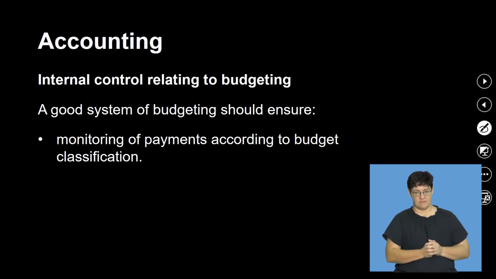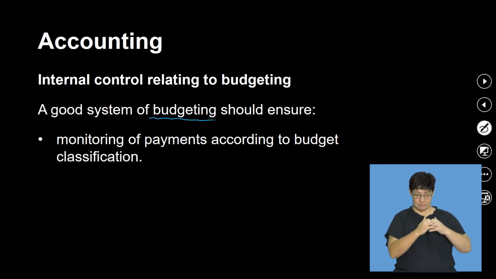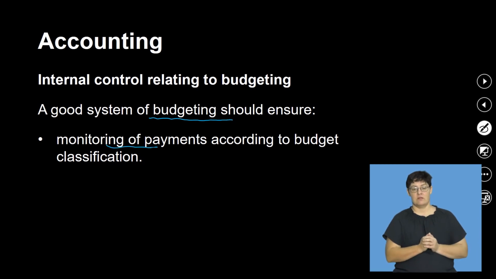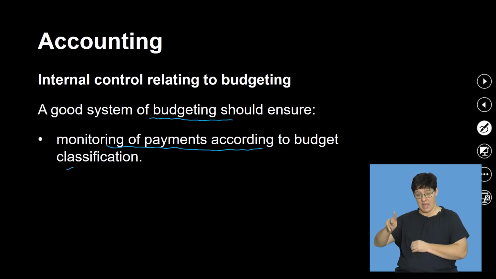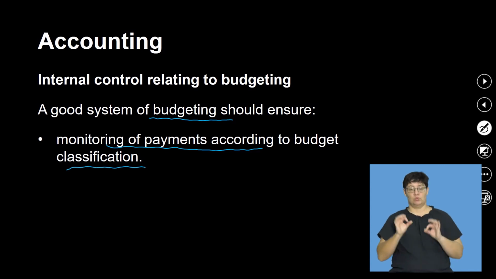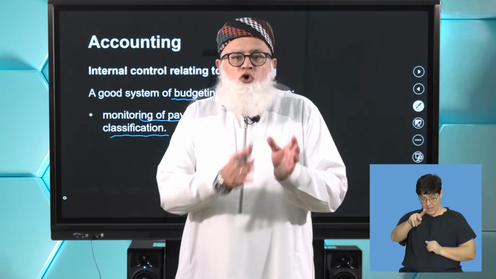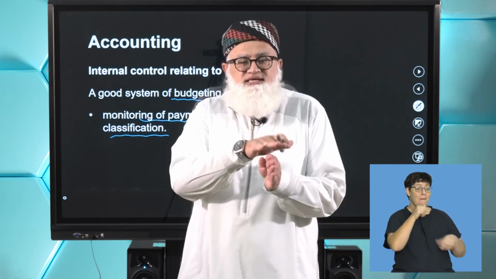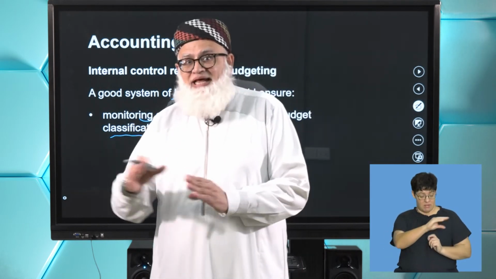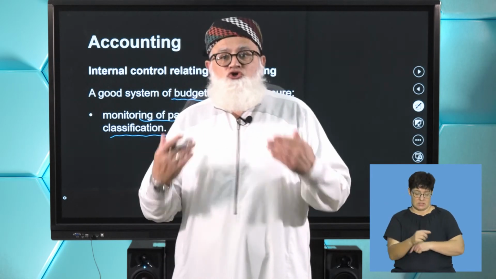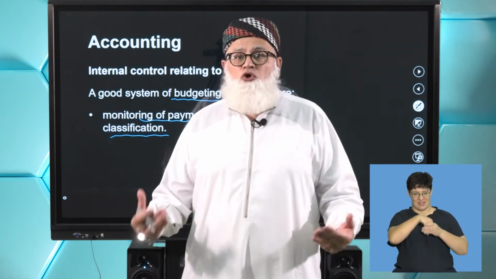When you are doing your budgeting, it is important that there is monitoring of payments according to the budget classification. What does this mean? It means that when you are making your payments, look at what has been allocated and for what it has been allocated. That means control, internal control.